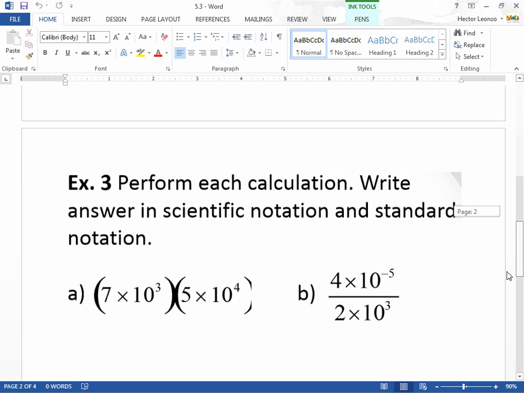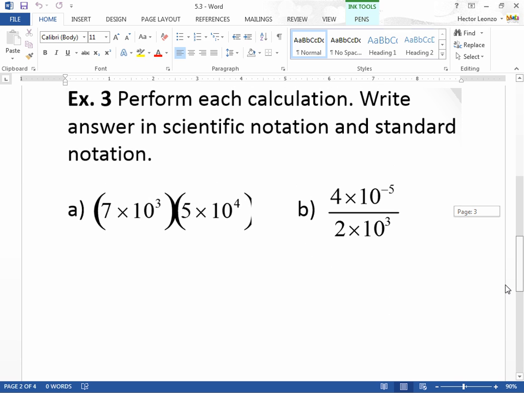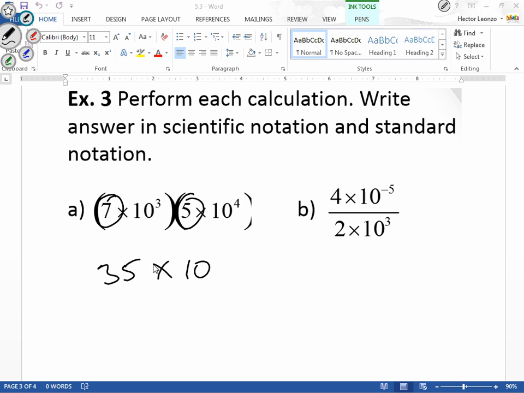Still in scientific notation, we're going to talk about multiplication and division. Now, when we're dealing with multiplication in scientific notation, multiply the 7 and the 5 the way we always multiply. 7 times 5, I'm going to get 35. I'm going to have 35 times 10 to the something. Add the exponents. So I'm going to have 10 to the 7.